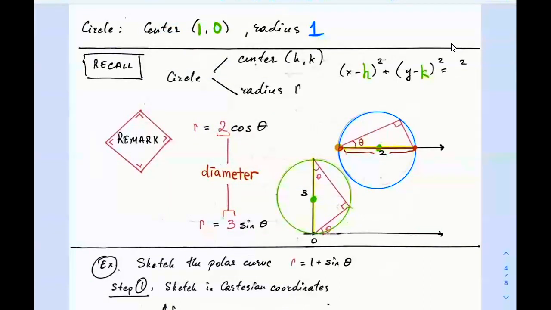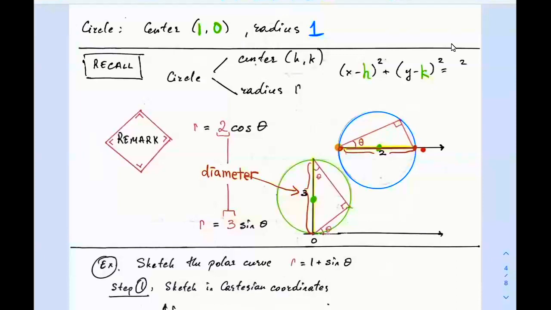Again, the 3 here is the diameter. From here to here, this is the diameter. That's the 3. You can actually use geometry to justify this. Remember, when you have a circle, the angle formed by a point on the circle with the diameter is going to be a right angle, right? So this is a right triangle.